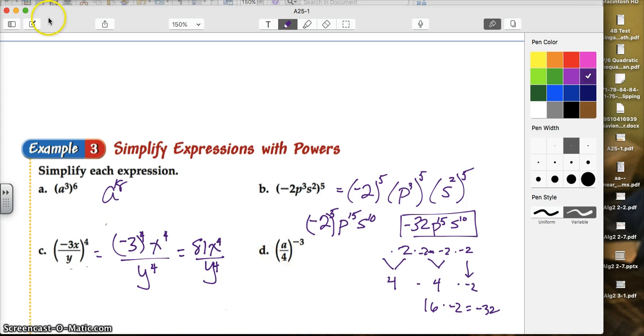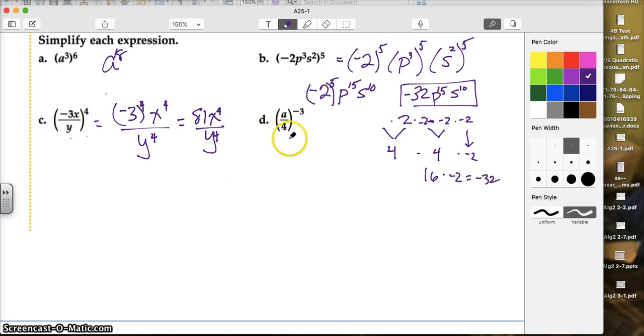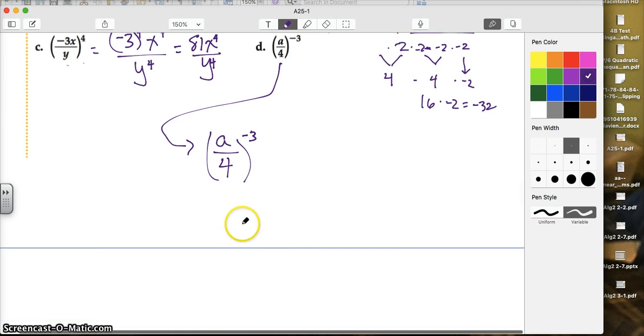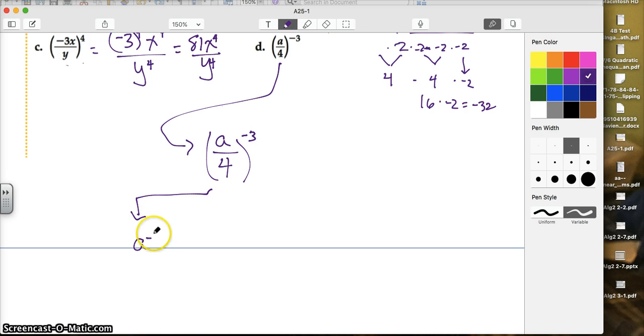Our final one is this one over here. Let me get a little bit more space so that we can look at this. So I've got a over 4, excuse me, a to the fourth over 4, all to the negative third. Now this negative 3 is going to affect everything inside. There's a couple of ways to handle this problem, and I want to talk about it. One way, we can do what we've been doing: a to the negative third over 4 to the negative third. But then we get this weird thing where we've got a number to a negative power. We know from rule, I don't know, 7, that if we have m to the negative 2, it's equal to 1 over m to the second power.